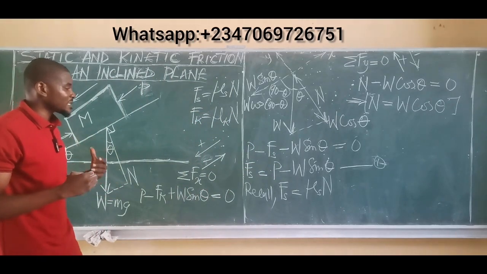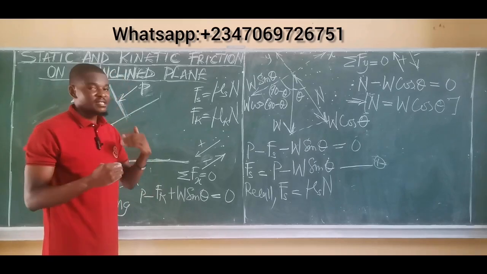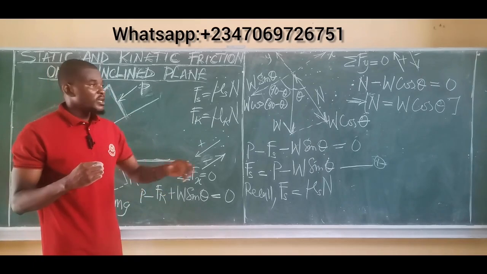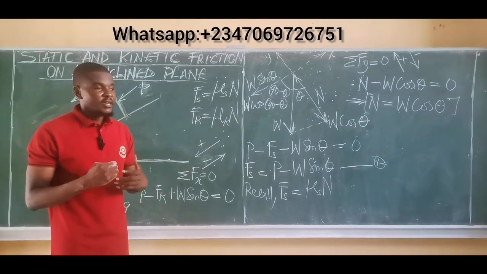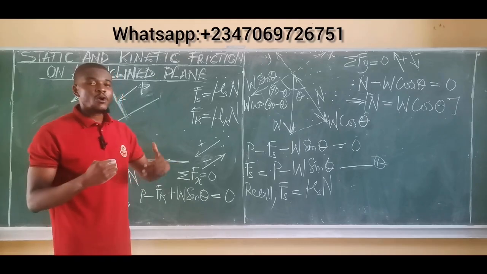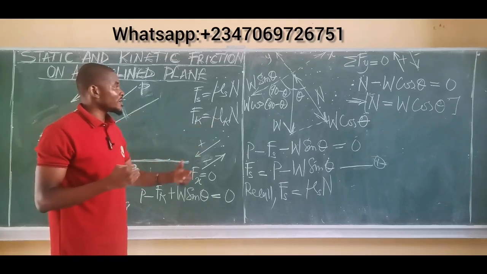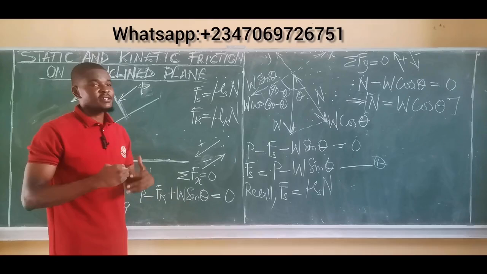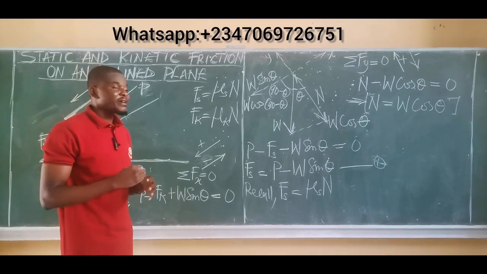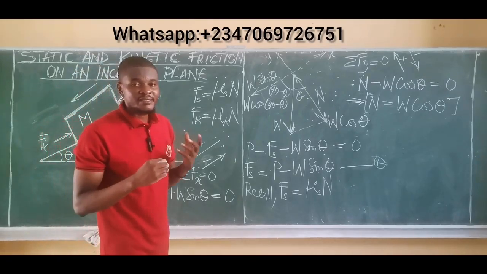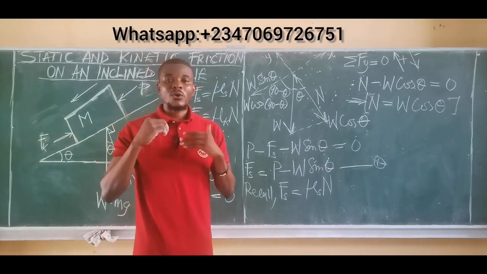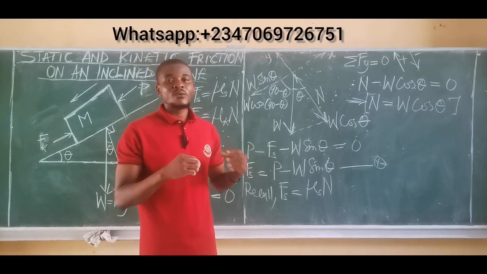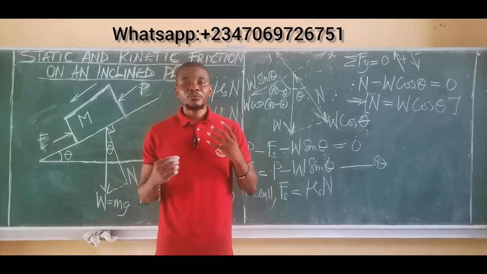So the equation basically remains the same. The only thing now is that friction is no longer going to be static, but rather kinetic. And if you're given the coefficient of kinetic friction, normal reaction remains the same way to find. After obtaining your normal reaction, multiply by that coefficient and you have your kinetic frictional force. Alright guys, so that's the basic idea behind static friction and kinetic friction on an inclined plane. In the next video, we are going to be employing everything we've learned here to solving a problem.